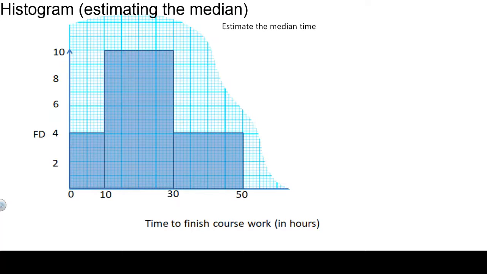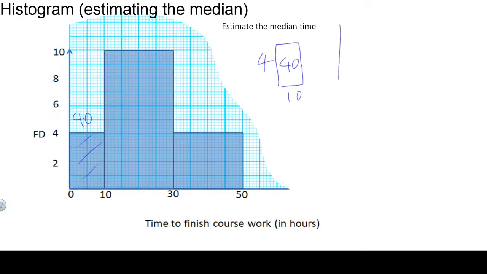get the total. So to work with the first bar, the very first one, this one, it's got a height of 4 and a width of 10. 4 times 10, 40. So the frequency is 40, represented by the first bar.